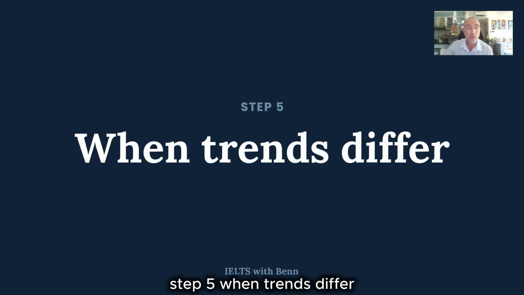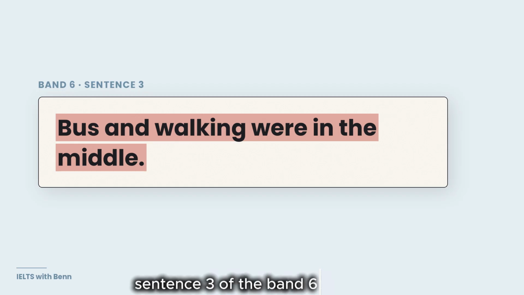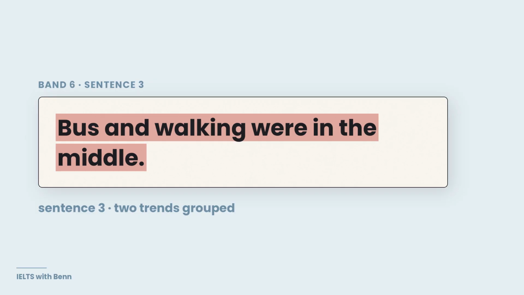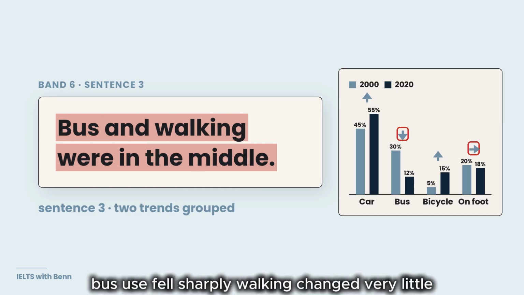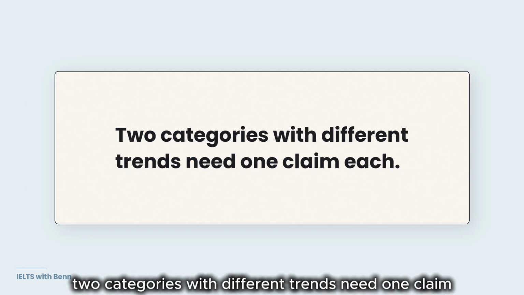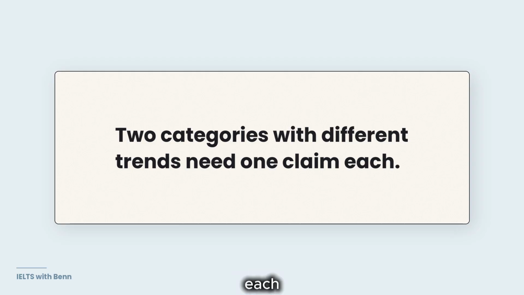Step 5. When trends differ. Sentence 3 of the Band 6 overview. Bus and walking were in the middle. It groups 2 trends. Bus use fell sharply. Walking changed very little. Different trends. 2 categories with different trends need 1 claim each.